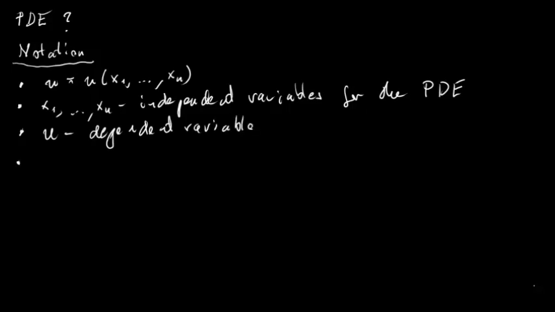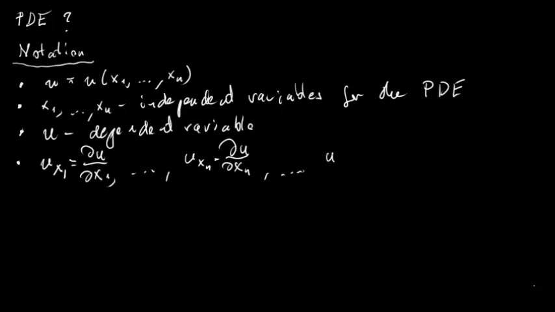We'll be denoting by u with subindex, like for example u sub x1, a partial derivative of u with respect to variable x1, and so on. U sub xn will be a partial of u with respect to xn. In a similar way, we will be producing higher order derivatives. For example, u sub x1 x2 will be the second partial of u with respect to x1 and x2.